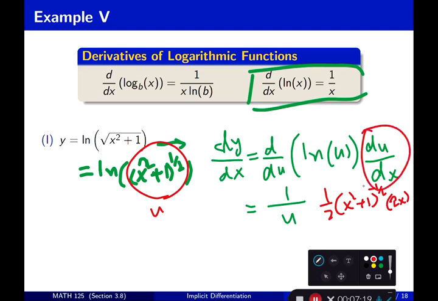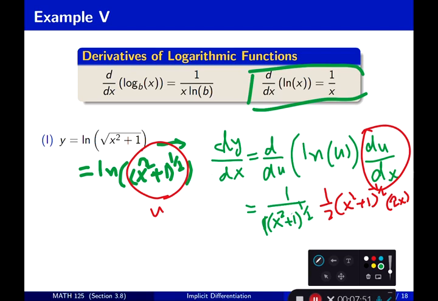And what is 1 over u? 1 over u is basically 1 over x squared plus 1 to power 1/2. And so this is one way of solving for it.